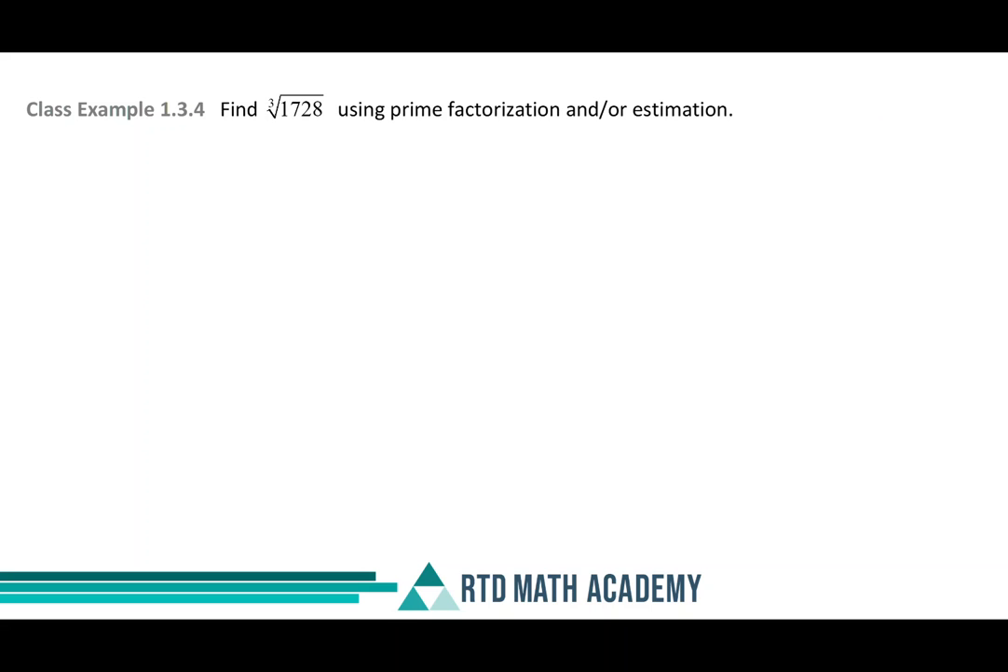Find the cube root of 1,728 using prime factorization and or estimation. Now we saw the estimation strategy before. It was a very guess and check scenario. So this time we're going to rely on our good old prime factorization to help us out. But I want to just remind ourselves of the difference between a square root and a cube root.